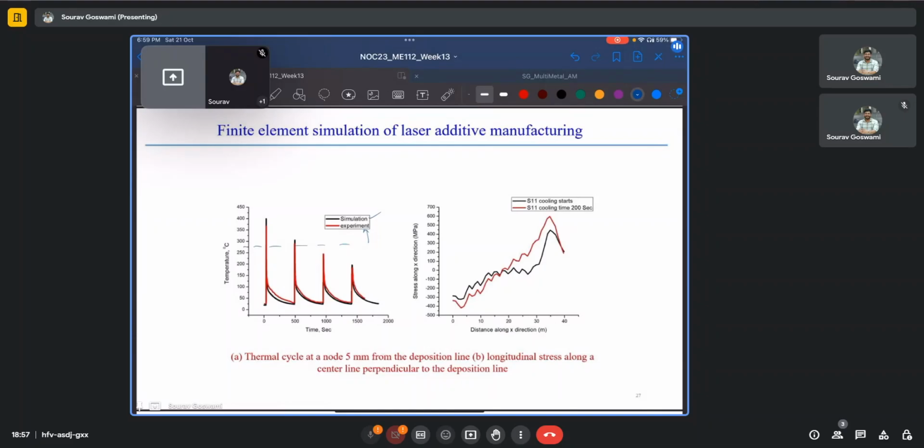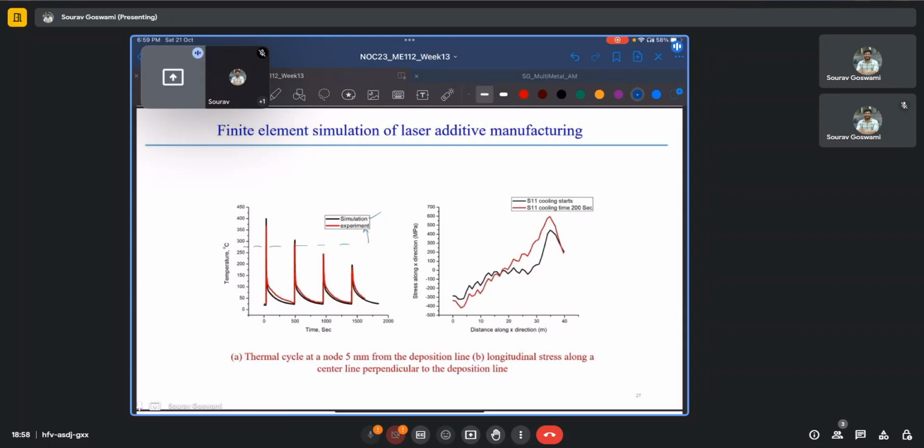Again, the stress has also been plotted in the curve to the right, and this longitudinal stress is along a center line perpendicular to the deposition line. And here we see how the stresses are evolving between the start and 200 seconds of cooling time.